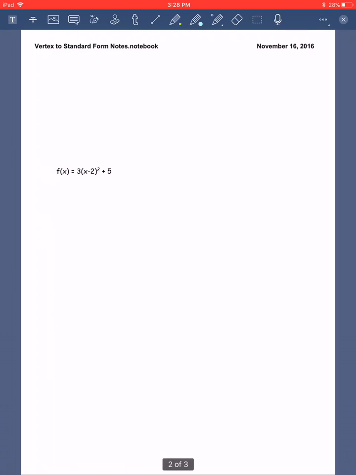Okay, another example. I have f of x equals 3 times (x minus 2) squared plus 5. Real quick, I can identify the vertex. So our vertex here is, I go inside the parentheses, so the opposite of negative 2 is positive 2. And then the y is tagged along. So my vertex is (2, 5).